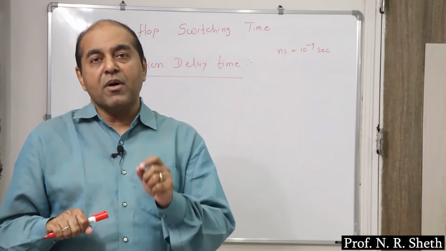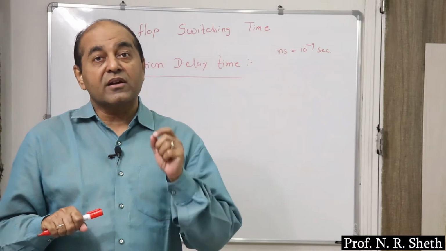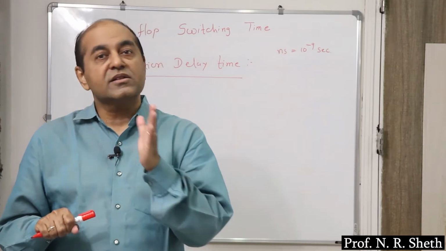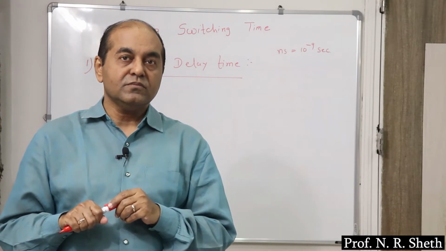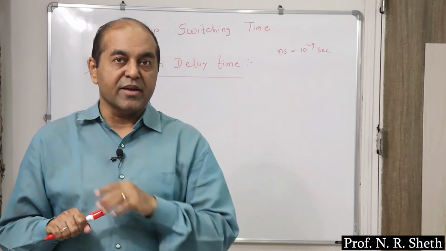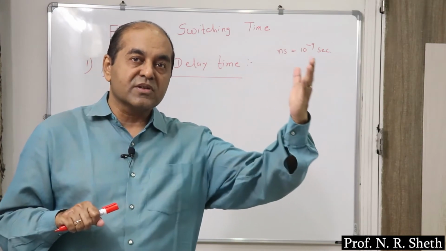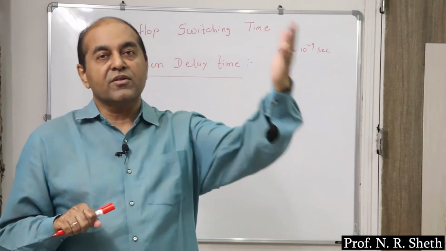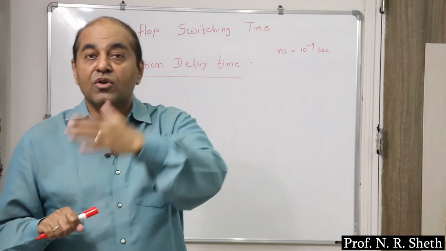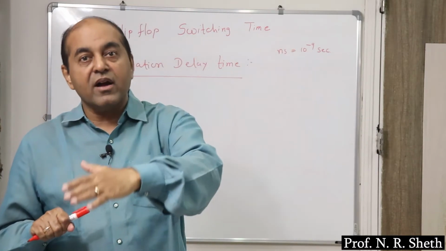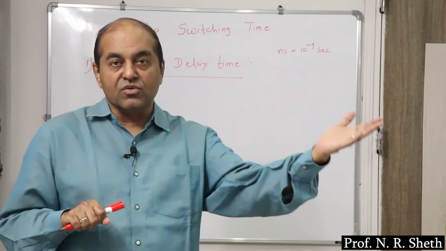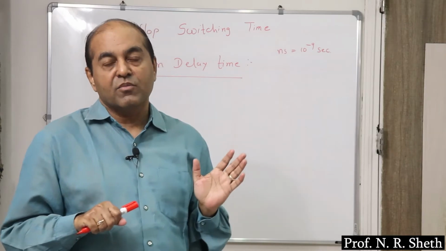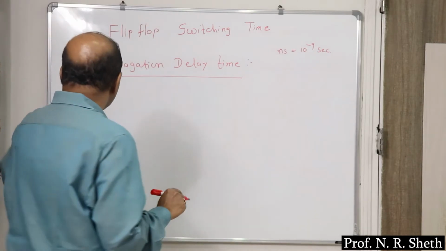The minimum amount of time required by a flip-flop to change its output is called propagation delay time. Suppose in previous stage Q is 1 and then on next pulse it becomes 0. The time required to change this state from 0 to 1 or from 1 to 0 is said to be the delay time, propagation delay time.